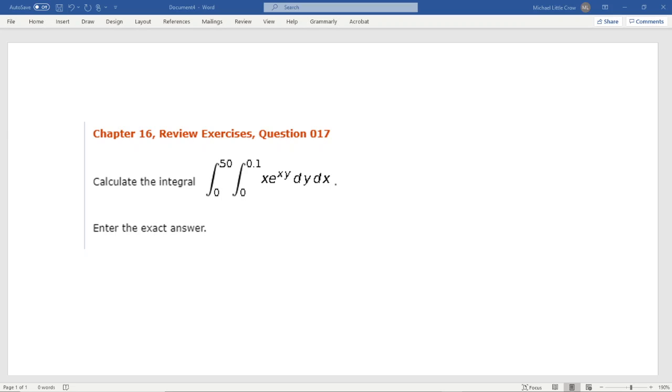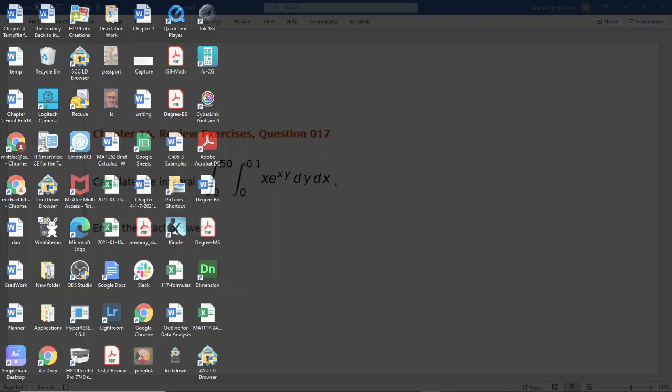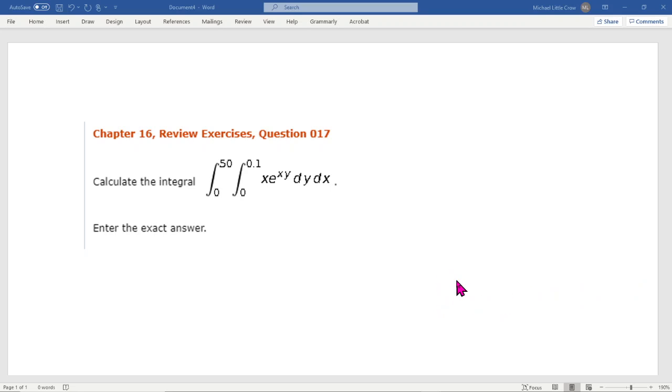This one we're going to do a double integral, and it's set up for us with the limits. We'll do dy first and then dx. So when we integrate, we treat x as a constant, so that makes this part easy.